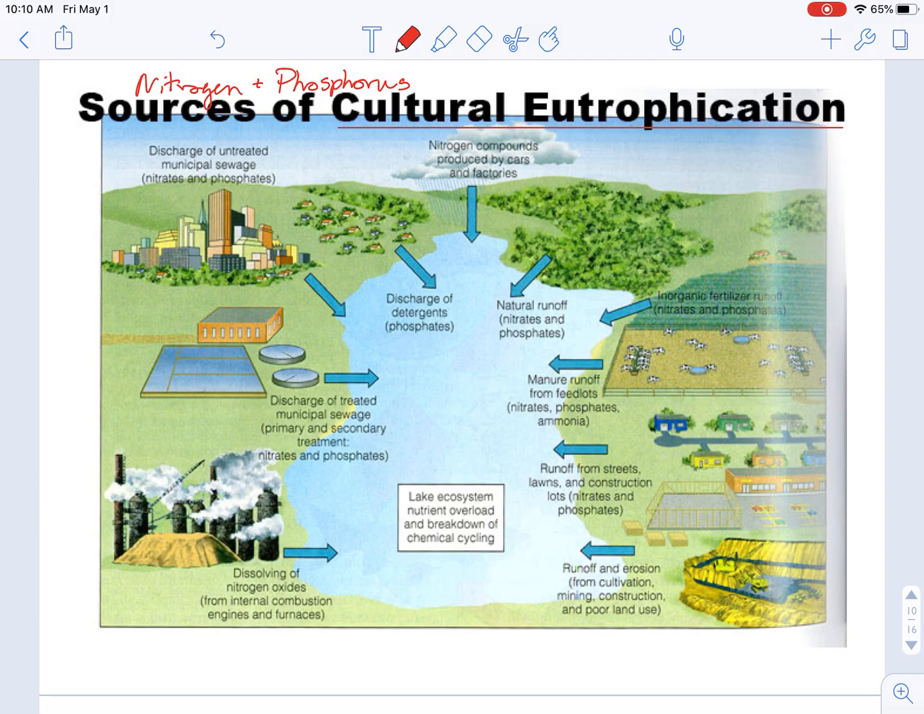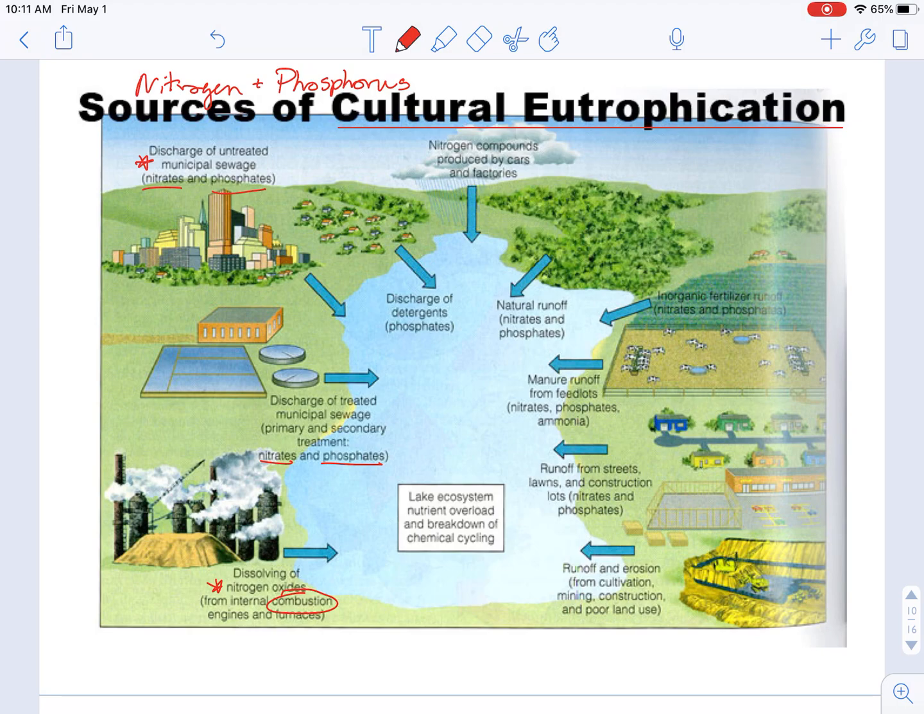Okay, we talked about the municipal sewage, right? And you can see it's both nitrates and phosphates getting into this body of water. Again, discharge from municipal primary and secondary treatment, again, nitrates and phosphates. So a lot of similarities there. However, one difference down here in the bottom left-hand corner is through this process of combustion, right? Factories burning fossil fuels, whatever the case is. You don't see any phosphate there. A lot of that is the nitrous oxide that we talked about in your nitrogen cycle game.